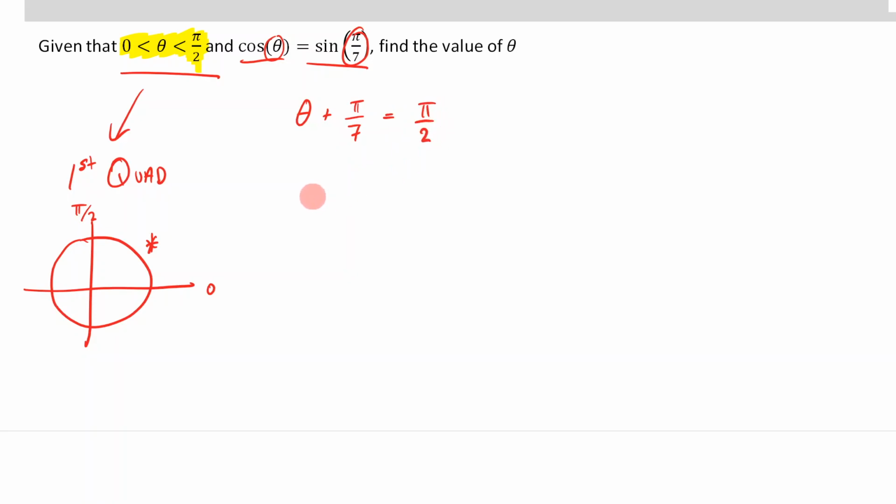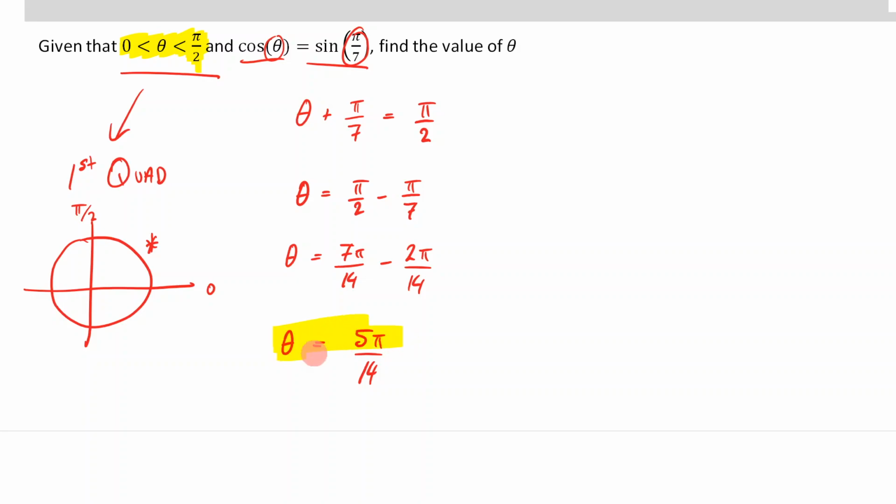which is pi on 2. Therefore, to figure out what theta is, I simply need to subtract pi on 7 from pi on 2. I need to get my denominators to be the same. So I'm going to have to times this by 7. I'll have to times this by 2. And my answer is going to be 5 pi on 14. That's my answer, just because we understand the properties of sine and cosine. We understand what they mean. So theta is going to be 5 pi on 14. And that's how I'd really want you to answer it.